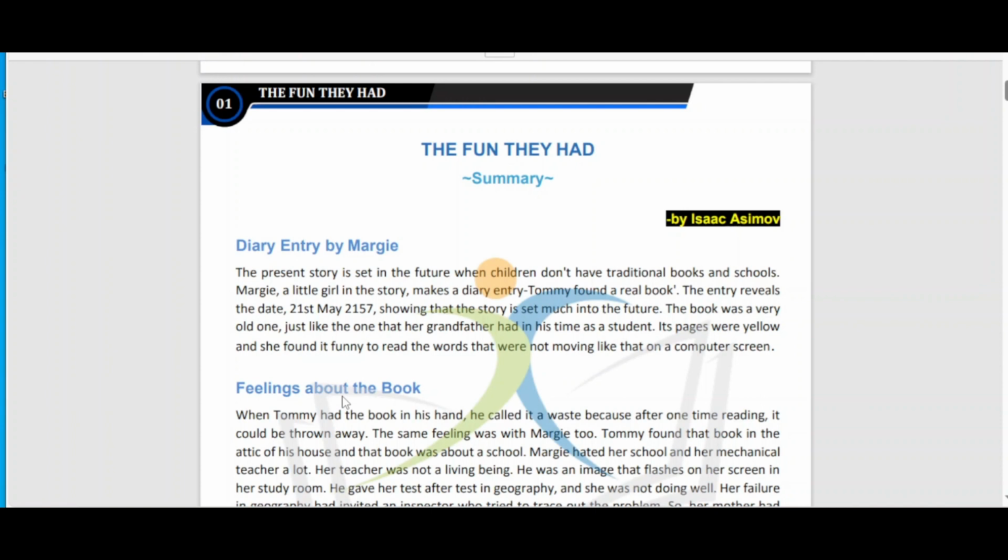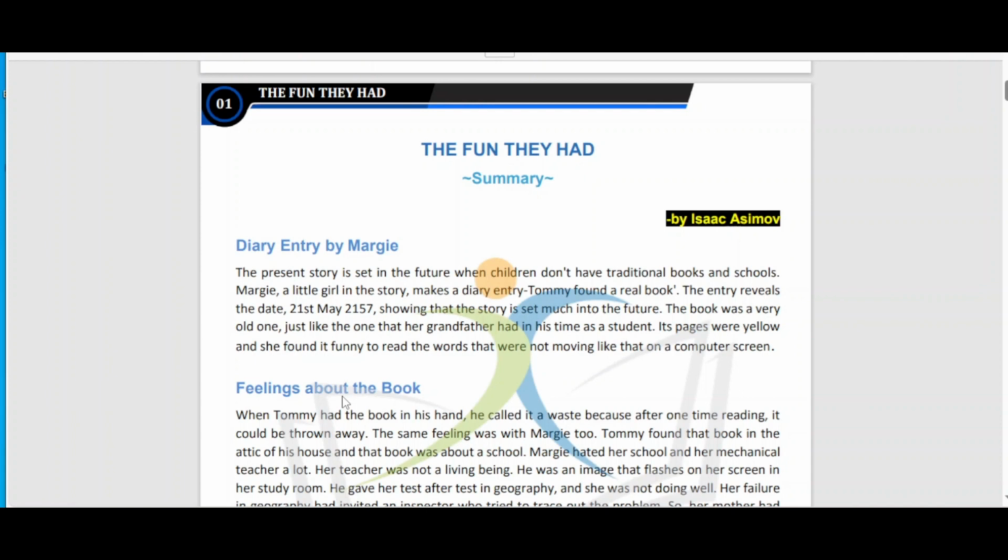The entry reveals the date. The diary entry is dated 21st May 2157, showing that the story is set much into the future, as already I think we come to know that if it is headed under 21st May 2157, so commonly the story is set in the future. So the book was a very old one. That was very old, that means a traditional book.